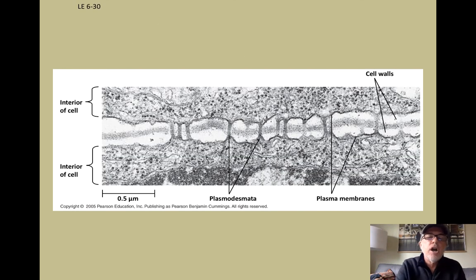And here's a picture of the plasmodesmata. So what you're seeing here is one cell and another cell, and then these connections, these passageways, so that the cytoplasm can move from one to the next. And I'll leave you to think about why it might be beneficial for plants to have plasmodesmata.